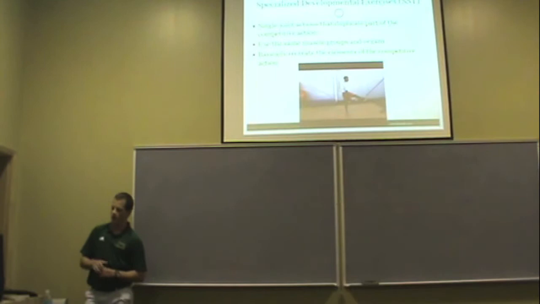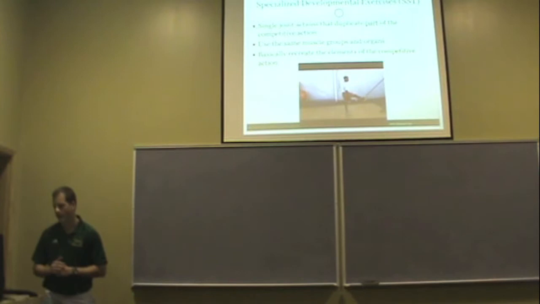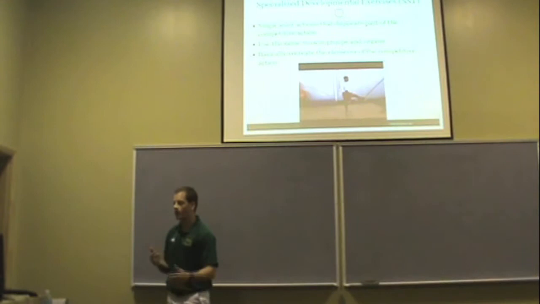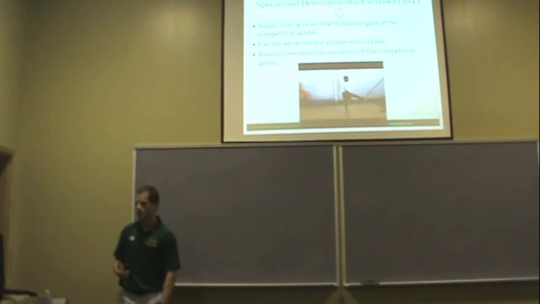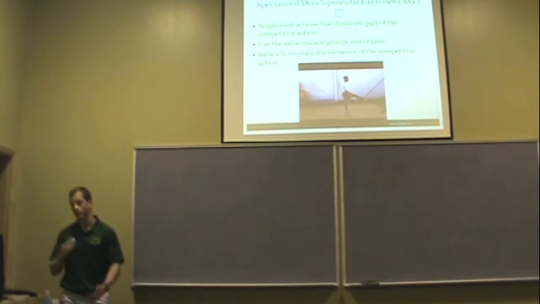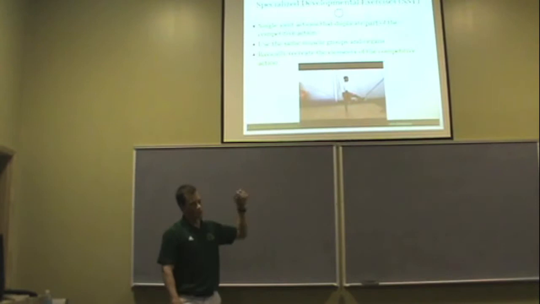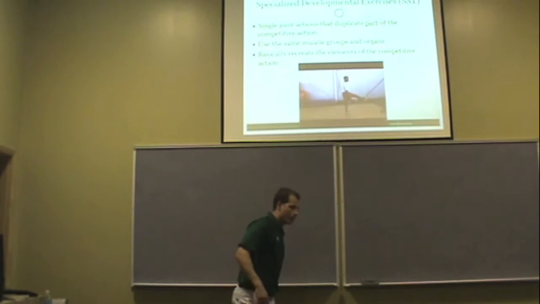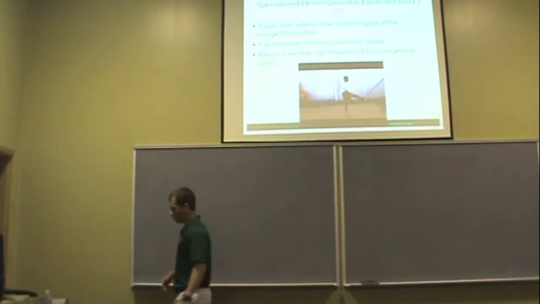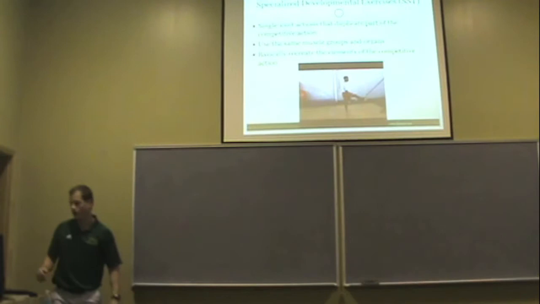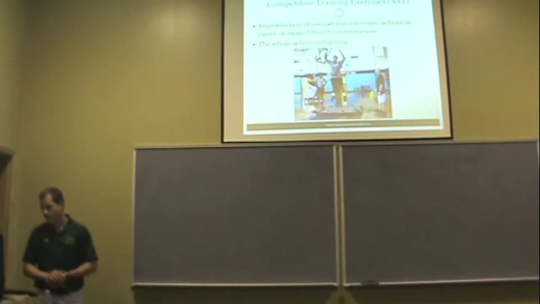And all right, now specialized developmental exercises. This is where you're getting very close, very specific to that action. Single joint actions that replicate part of the exercise, part of the competitive action. And they use the same muscle groups, same organs, same energy systems. You're trying to recreate as much as possible of that competitive action, or the part of that action. And this, which I'll show you downstairs in full effect, is the fallback exercise. So I'm thinking in a running form, if I've just driven my leg through and I'm pulling it back, that's that hamstring pulling back, developing force to move forward and to keep you moving forward. So that's very specific to just that part of the motion in a running form, that's the fallback exercise.